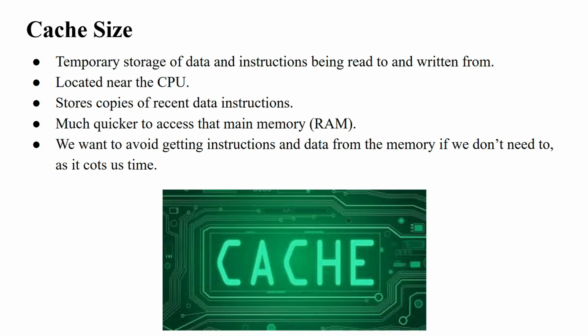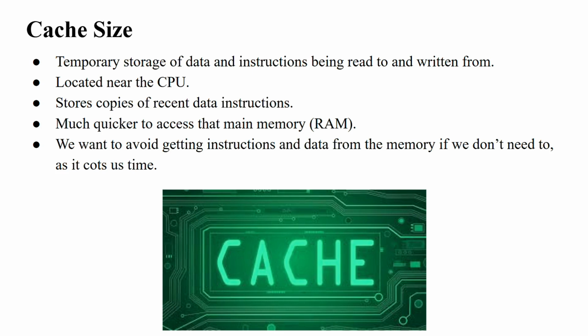Cache size. Cache is the temporary storage of data and instructions to be read and written from. It's located near the CPU, and it stores copies of recent data and instructions. It's much quicker to access than RAM because it's connected to the CPU, whereas RAM is a separate thing and data has to travel through the buses, where cache is connected directly to the CPU, making it a lot faster. That's a really key component.